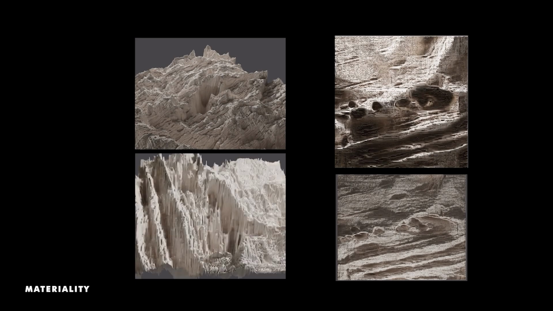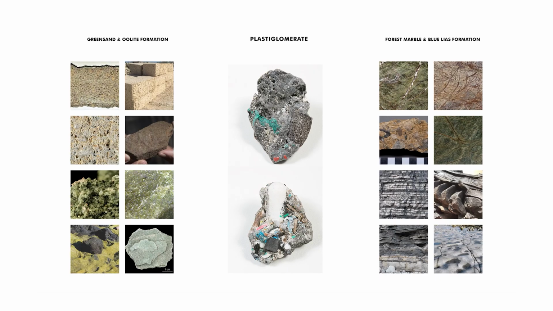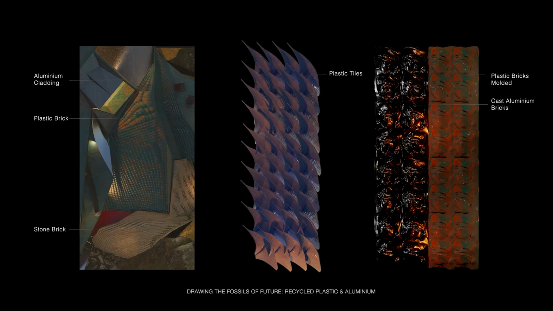The materiality consists of stone, recycled plastics, and recycled aluminum pieces. Plastiglomerate is a trace of human-nature interaction where natural rocks are partly merged with plastic waste, forming the fossils of the future. Plastic architectural elements that are drawn by the fossils would eventually be left behind as the humans' fossils. Material palette of the rocks are used to design plastic tiles and bricks which are used throughout the building.